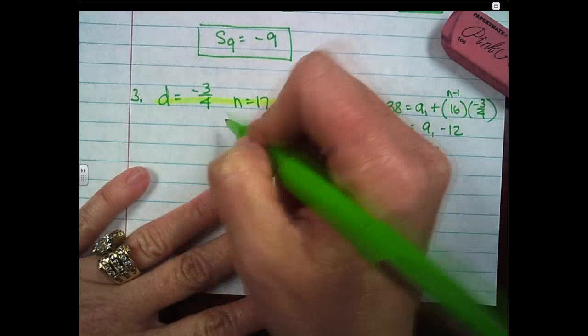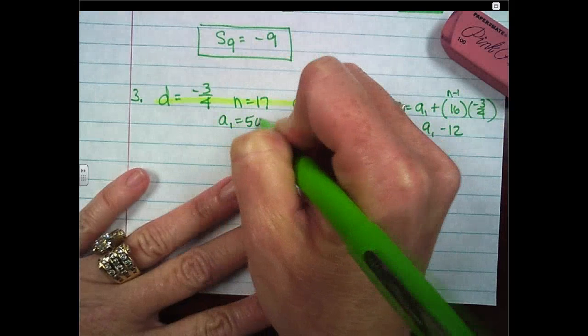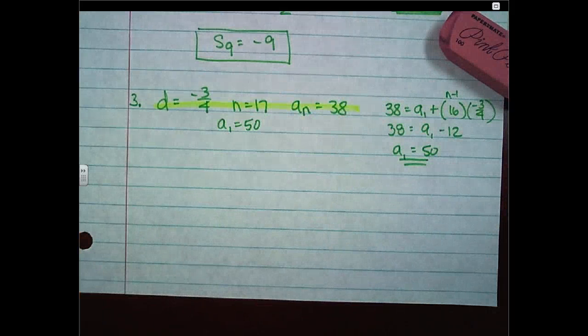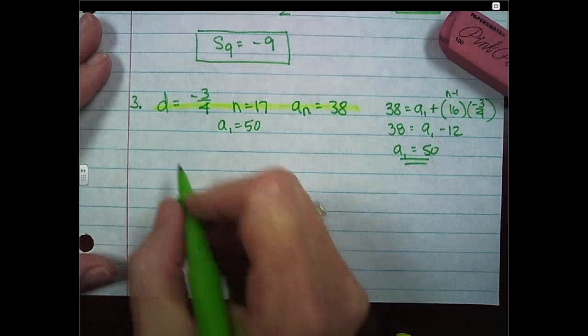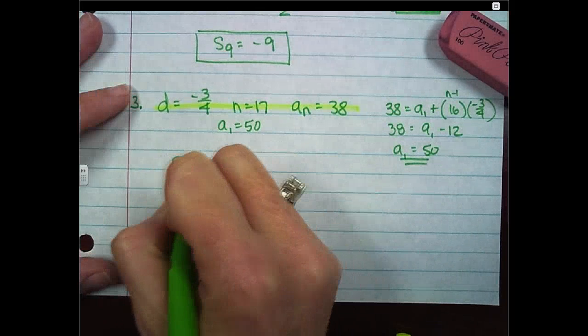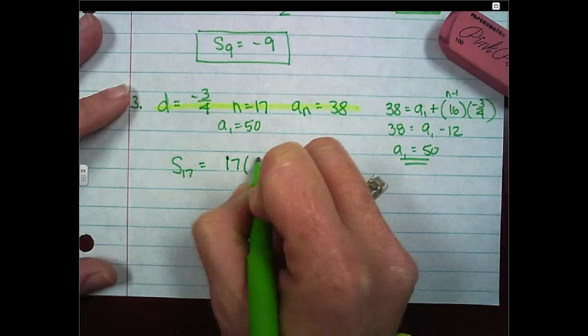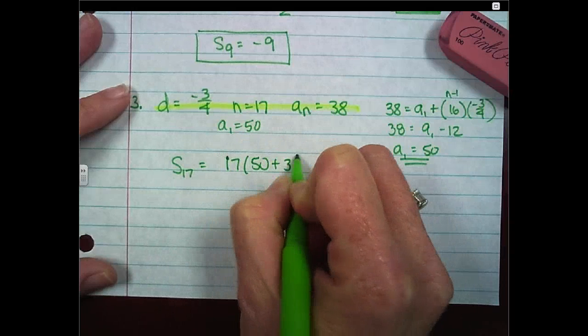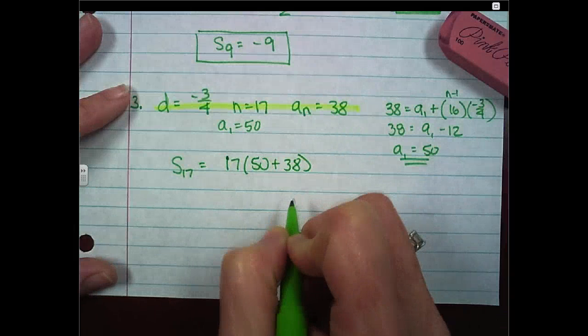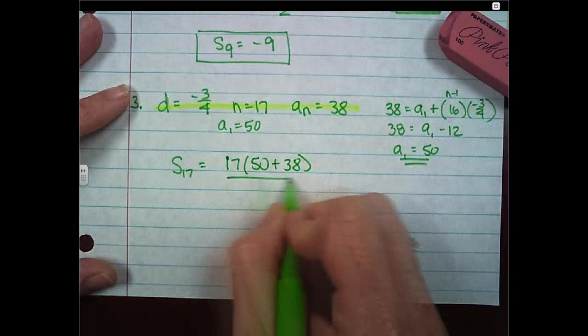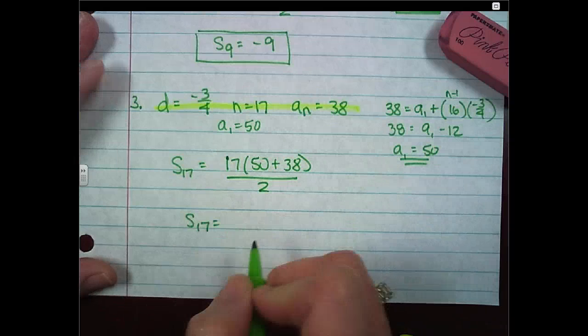So we can add that to the list. Your first term is 50. Now can you find the sum? What do you need to find the sum? N, first and last, right? N, first and last. That's all you need to find the sum. So N is 17. So the sum of my 17 terms is 17 times 50 plus 38, divided by what? 2. So the sum of the 17 terms is how much?